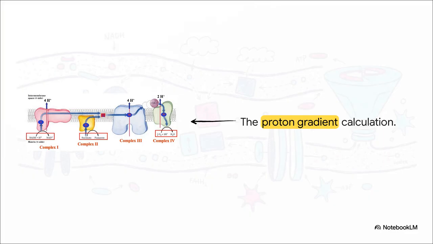Let's do the final math on our proton gradient, because it's incredibly satisfying. When a pair of electrons starts at NADH and travels all the way down to the final electron acceptor, oxygen, at complex 4, we get a very precise tally. Complex I physically ejects 4 protons. Complex 3 ejects another 4 protons. And finally, complex 4 pumps 2 protons. That gives us a strict, undeniable total of exactly 10 protons pumped from the matrix into the intermembrane space for every single molecule of NADH.